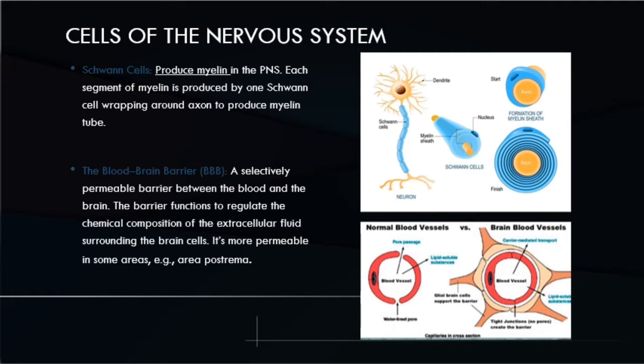So Schwann cells are the cells that produce the myelin sheath in the peripheral nervous system. It's important that Schwann cells are only in the peripheral, and oligodendrocytes in the central nervous system make the myelin sheath, and that's what a myelin sheath looks like. Each segment of the myelin is produced by one Schwann cell that wraps around the axon and produces what we call a myelin tube.